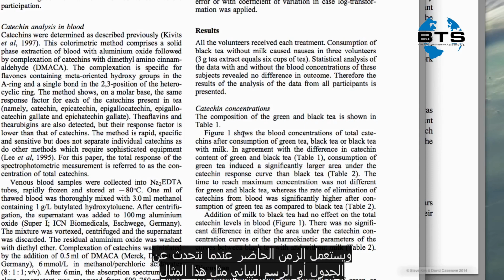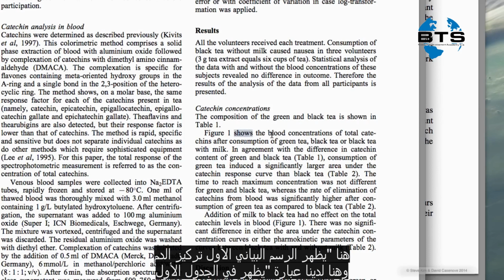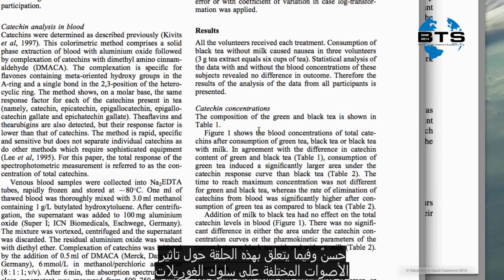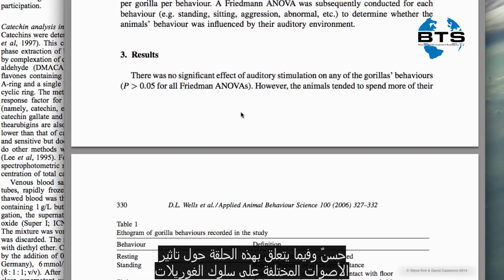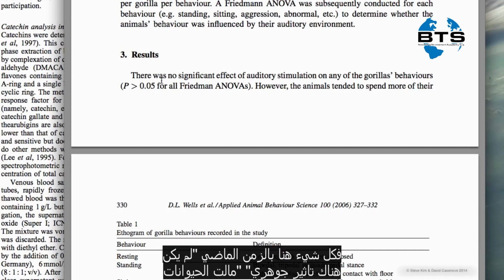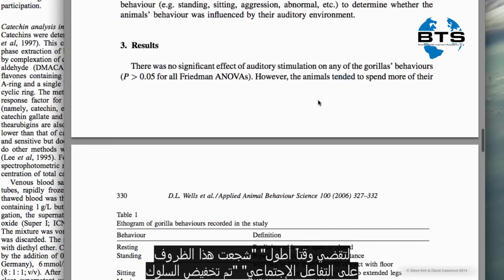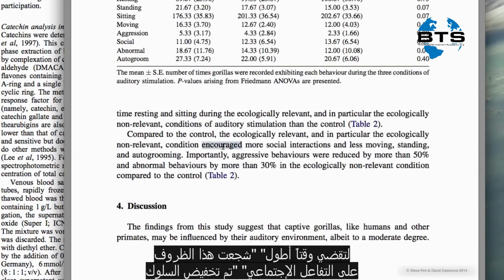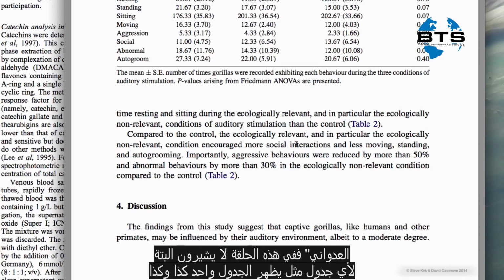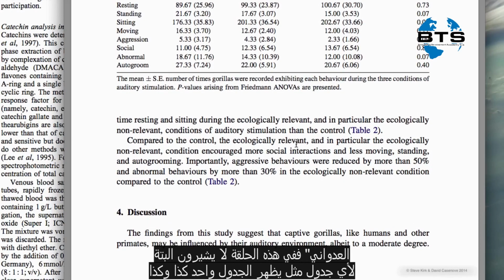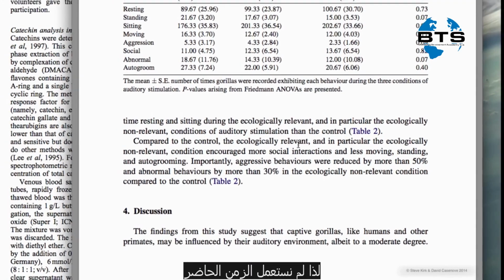On the other hand, present tense is used when you're talking about a table or a figure like this. Figure 1 shows the blood concentration, or the composition of green and black tea is shown in table 1. Okay, in the case of this paper, which is about the effect of different kinds of sounds on the behavior of gorillas, everything is in past tense. There was no significant effect. The animals tended to spend more of their time. These conditions encouraged more social interactions. Aggressive behaviors were reduced. In this paper, they don't actually refer to any of the tables by saying like table 1 shows, so there's no present tense.